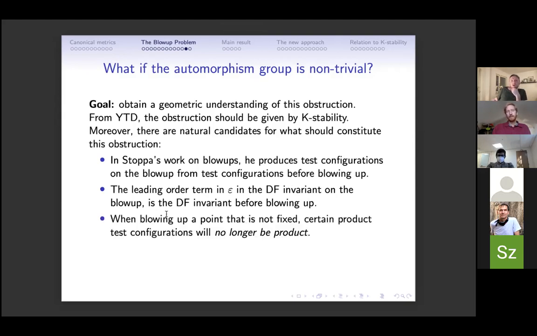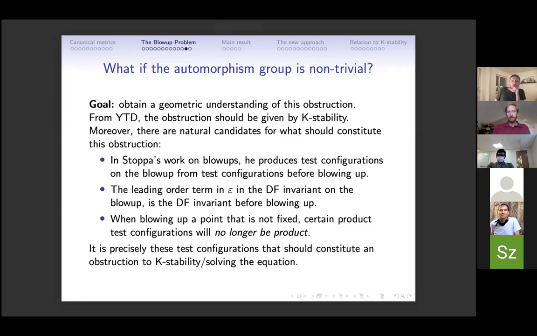And if you blow up a point that's not fixed, certain product test configurations will no longer be product. So this is maybe for experts, but things that were allowed to have zero Futaki invariant before are no longer allowed to have zero Donaldson-Futaki invariant, but the leading order term is still zero. So now the subleading order term will matter, and it's these kind of test configurations that you should test on. But that's maybe for those who know a bit more what K-stability is. But the algebraic geometry is telling you what should constitute the obstruction to solving the equation. But the goal is then to kind of do this analytically, to bridge the gap between those things.